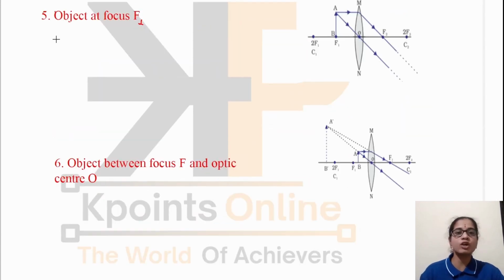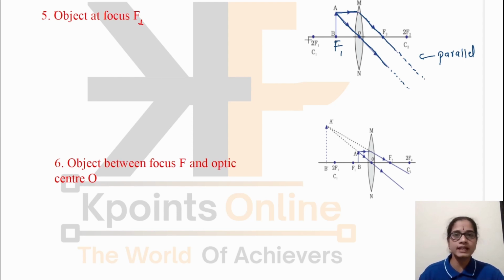Now, the next case is when the object is placed at focus F1. This is the focus F1. Consider here one ray is parallel, which is incident on the convex lens. After refraction, it will pass through the second principal focus. One more ray here, that is passing through the optical center. We know that it will go undeviated. So, how are these two rays? Are they meeting here? No, these are parallel rays. And we assume that these parallel rays are going to meet at infinity.